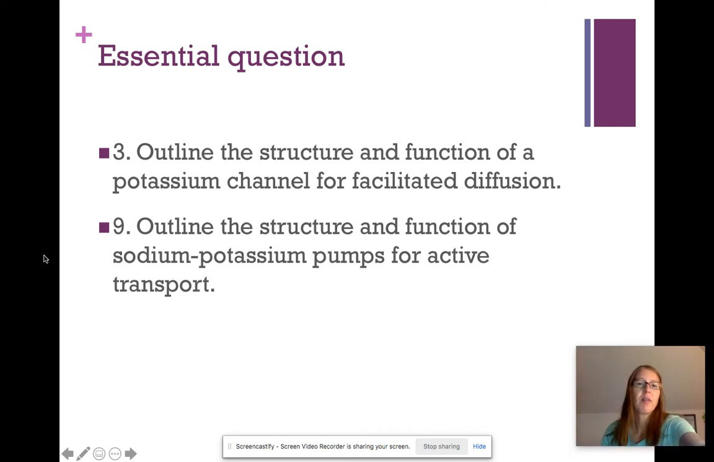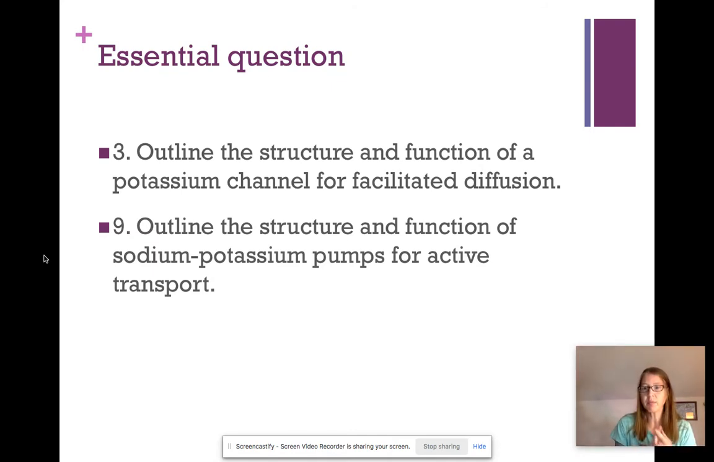This screencast is covering two examples of moving molecules across membranes. So we're going to look at a detailed example of facilitated diffusion, the potassium channel. And we're also going to look at a detailed example of active transport, the sodium-potassium pump. This is one of those protein pumps that are moving things against their concentration gradient. So these are two specific examples.